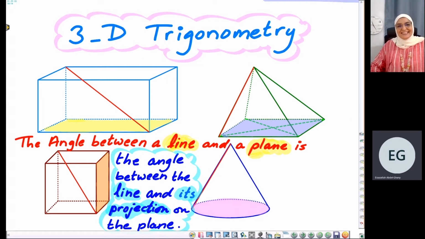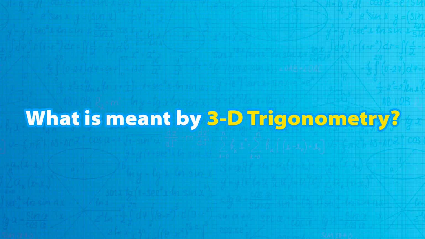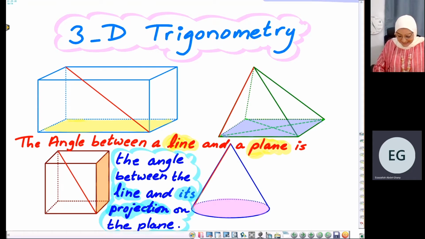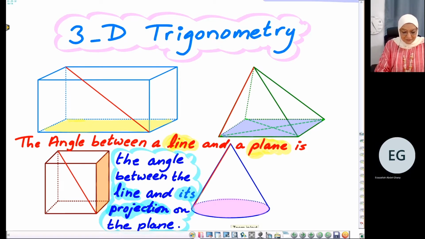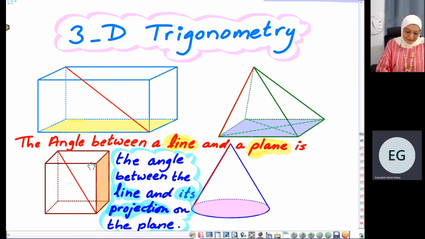Dear students, today's lesson is about 3D trigonometry. It means we will handle 3D shapes like cuboids, cubes, pyramids, and cones, and we have to find the length of an edge of a pyramid, for example, or the angle that a line forms with the base, for example.